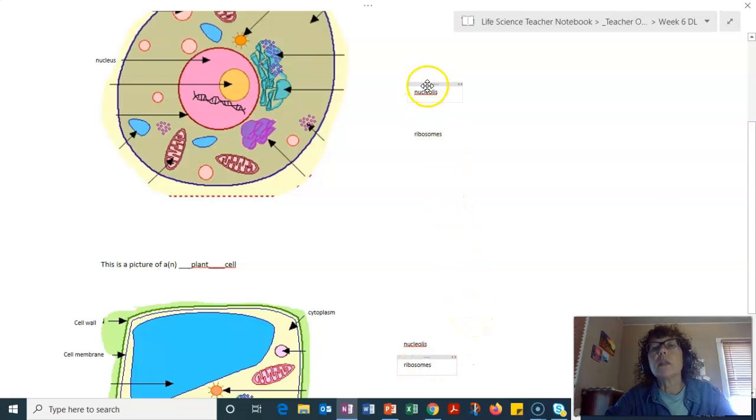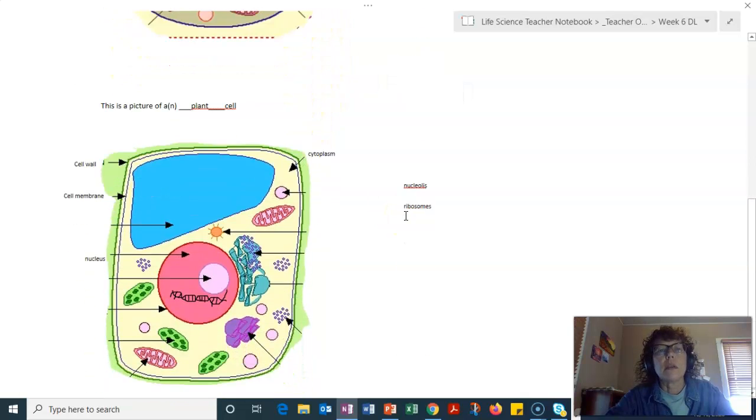So the nucleolus, if you remember from the video, was a thing that's inside the nucleus. So that has to be this golden sphere that's inside the nucleus. So I'm going to grab it, drag it over there. And I'm going to do the same thing down here. In this picture, it's like a light purple color. Nucleolus.